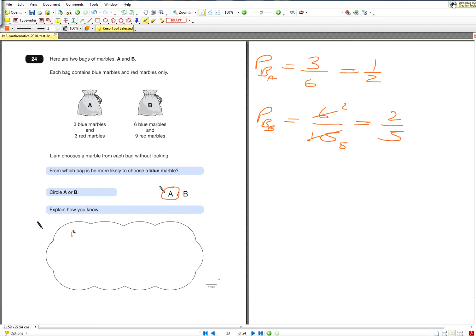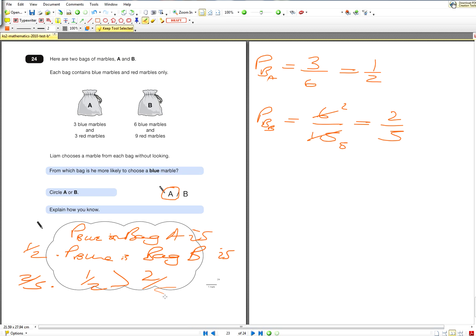Explain. Probability of a blue in bag A is a half. Full stop. Probability of a blue in bag B is 2/5. Full stop. A half is greater than 2/5. 2/5 is 40% and a half is 50%. So it's a greater probability.